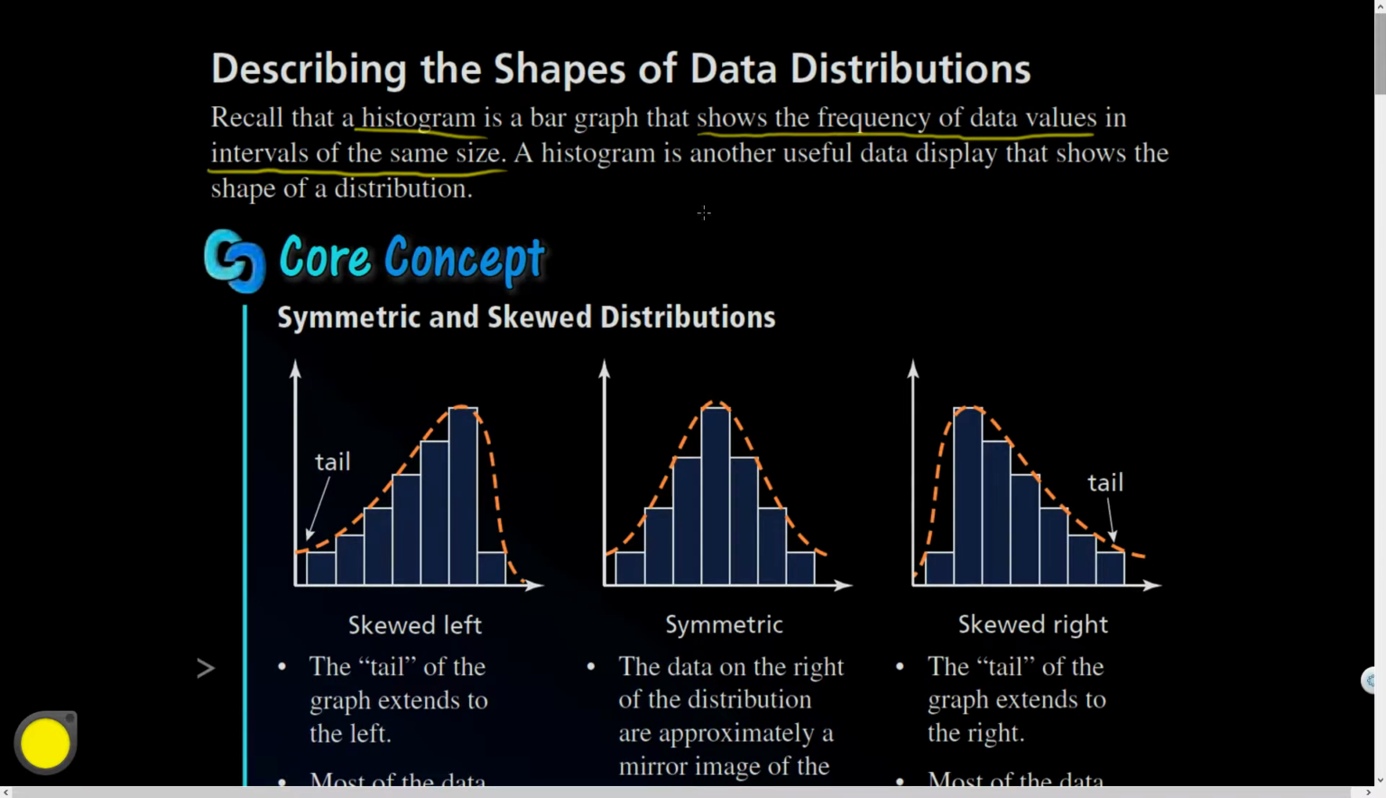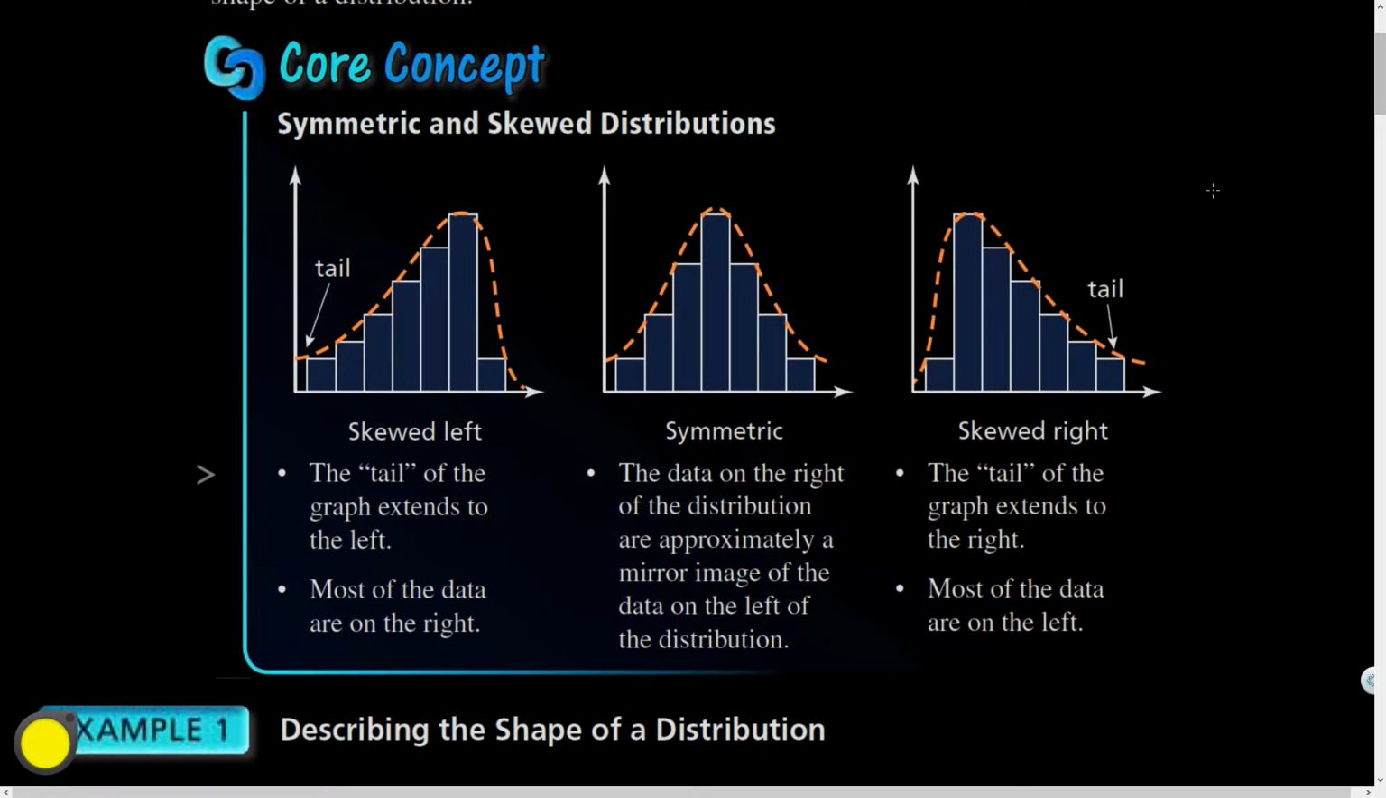Good catch. So guys, a histogram is a type of bar graph that shows how frequently data values land in a class or a group or a bucket, okay? So a histogram is another useful data display that shows the shape of a distribution.